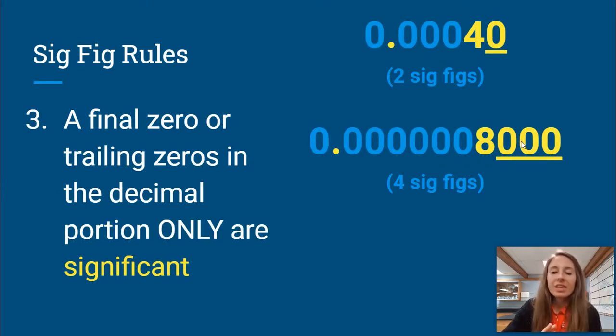The third rule is that a final 0 or any trailing zeros after a non-zero digit in the decimal are going to be significant, always. So we are just looking at these trailing zeros that are located after a non-zero digit. All of the zeros that come after that in a decimal are going to be significant. So the 0 after the 4 is going to be significant, but these zeros before it are not. These are not being talked about in this rule. They're not significant. In this number here, the 3 zeros after the 8 are going to be significant, but all of the zeros before it will not be.